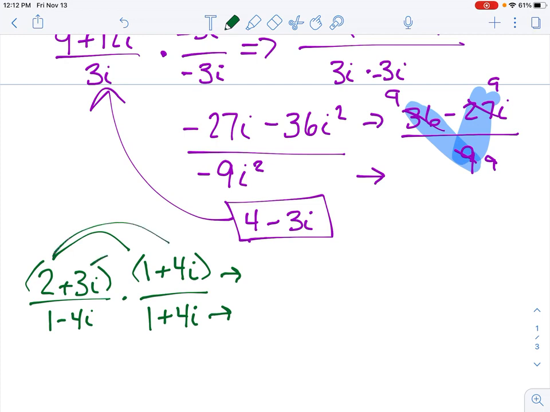We double distribute. First, last, insides and outsides. I'm going to just combine these all at the same time. So 2 plus 8i plus 3i minus 12. So I did my i all together. It was plus 12i squared, which just becomes minus 12.